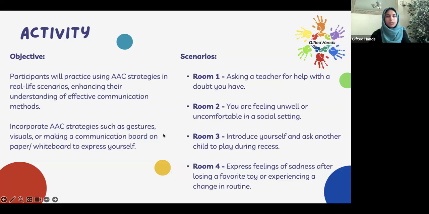Okay, so the rooms have been assigned and it's now open. Please join the rooms. I'll be visiting each break room in case y'all have any questions. So I'll be giving y'all 5 minutes to get your ideas in, all right?